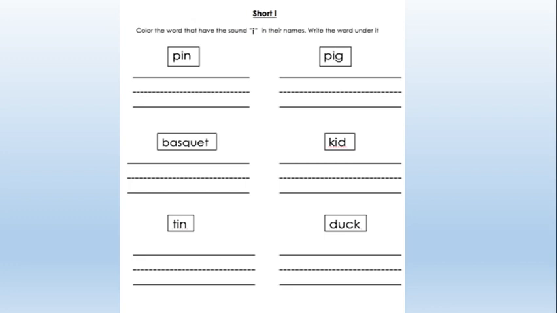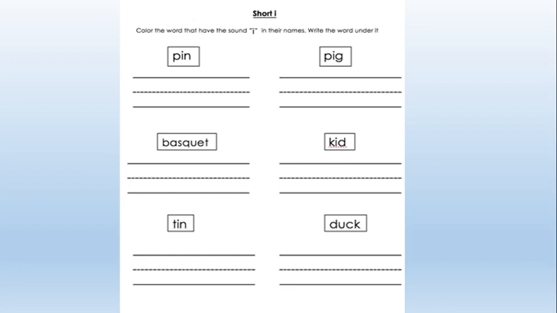And also, this one, you can write the words, not all the words, but only the words that contain the short I sound, and then you do it carefully, you write them under the words. So that was phonics, very important. Very important that you know about this subject.